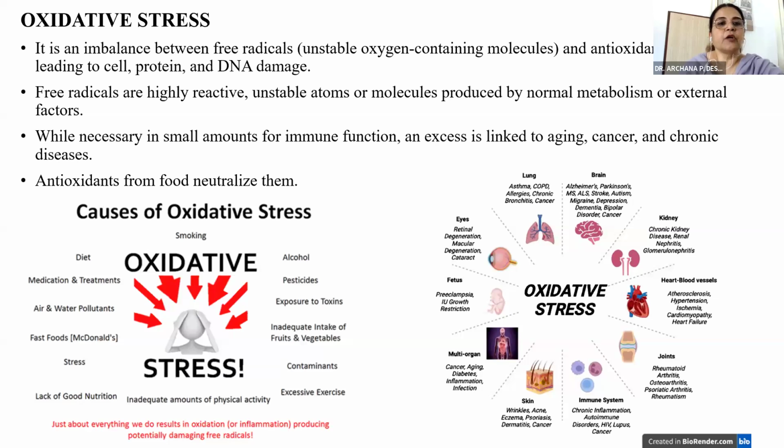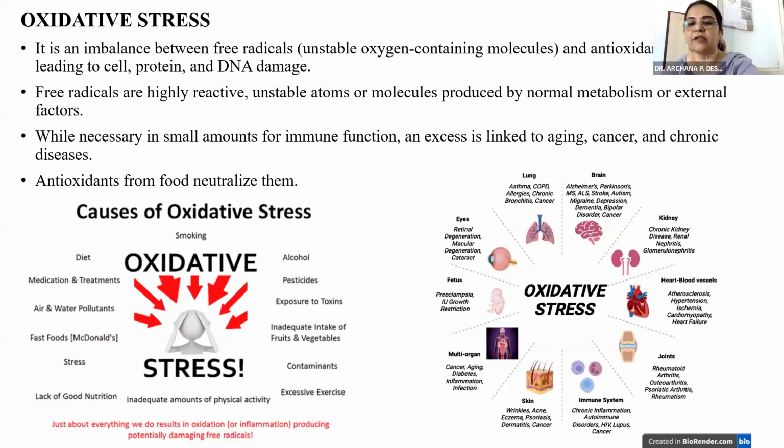The last thing that I talk about is oxidative stress, where the harmful effects of oxygen result in an imbalance between the free radicals, which are unstable oxygen-containing molecules, and the antioxidants. The antioxidants are important because they neutralize the free radicals and their harmful effects. So you can see the causes of oxidative stress: air and water pollutants, fast food, stress, alcohol, smoking, etc. And the effects that you see, you can just go through.